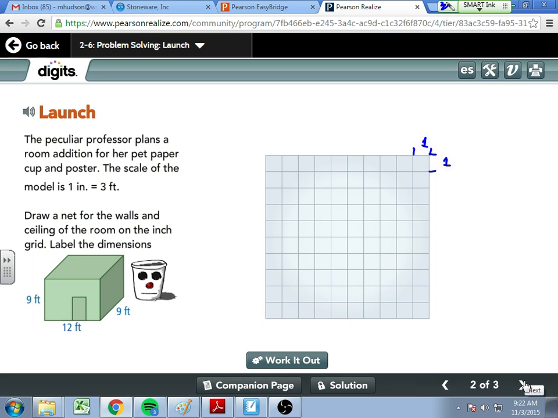So I want 1 inch to equal 3 feet. Let's first talk about what the scale amounts would be. If I have 1 inch to 3 feet, I can set that up as a ratio. That will be equal to, well, two of my dimensions are 9 feet. Would that go on top or bottom? Bottom, because I've got feet on the bottom. So how many inches would that be? 3, because to go from 3 to 9, we multiply by 3. So this will be 3 inches.